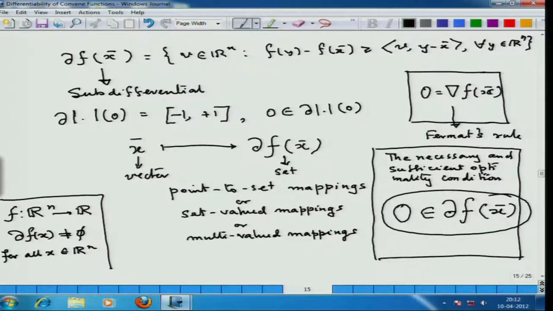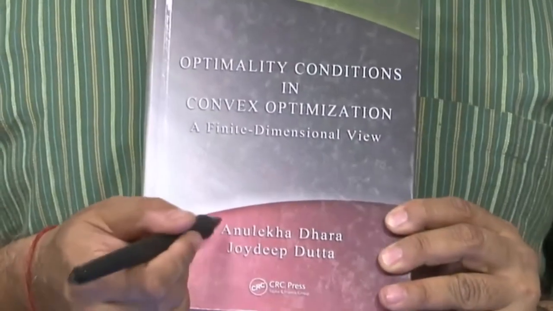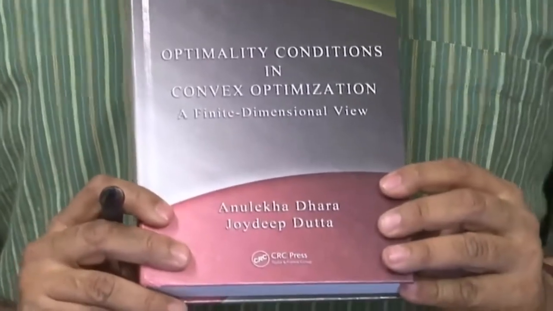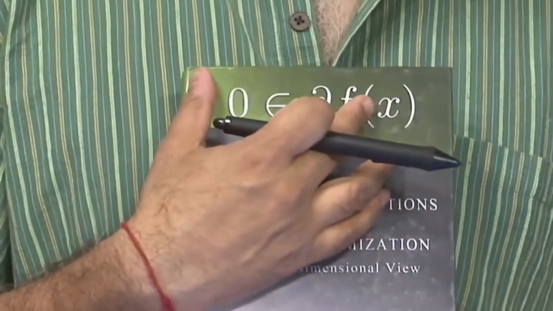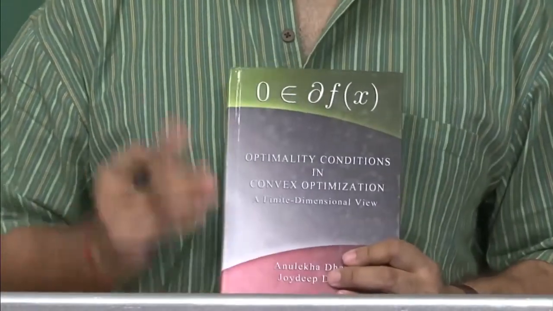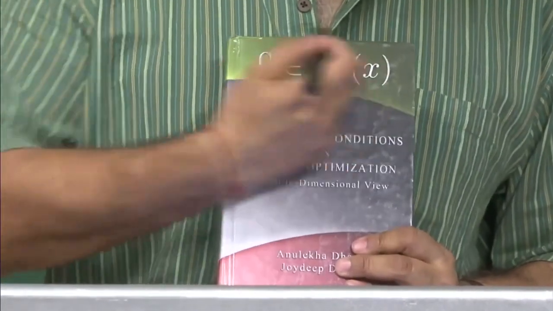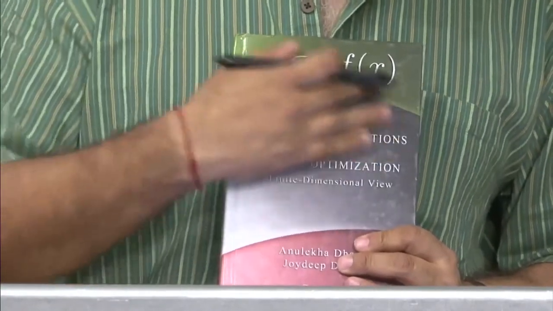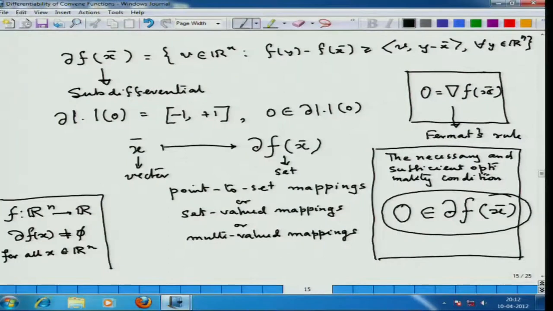In fact, our recent book that I want to show you, which has come out on convex optimization, with myself being one of the authors, together with Dr. Dhara, a professor at IIT Gandhinagar. You see that this symbol, 0 belonging to del f(x), has been put on the cover. So, in some way we are trying to say that this book is on optimality conditions in convex optimization, and by giving this symbol on the cover, as authors we are trying to say that optimality conditions in convex optimization is essentially this story. So, here we are at the very heart of convex optimization theory. Now, once I know this necessary and sufficient optimality condition, let us try to prove this.